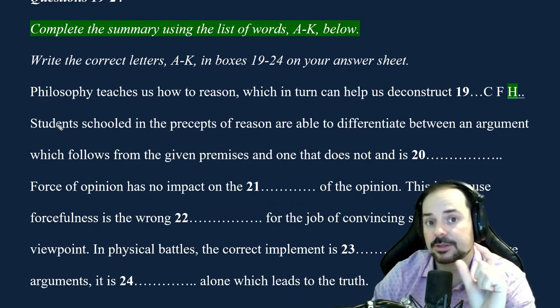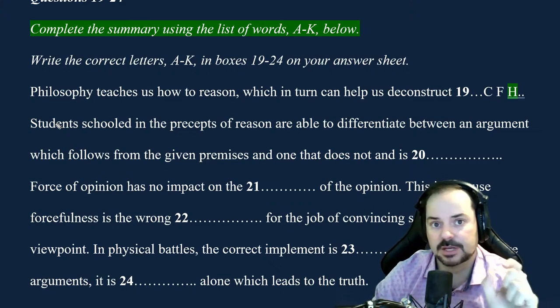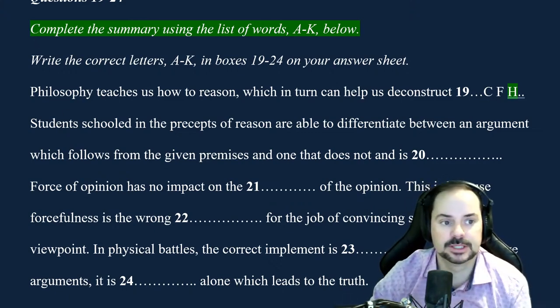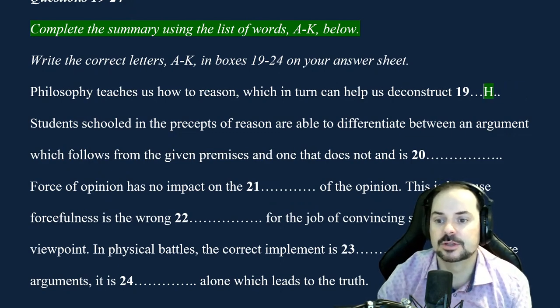Yes, combined with logic. So combining process of elimination with logic. Absolutely. Yes, definitely.